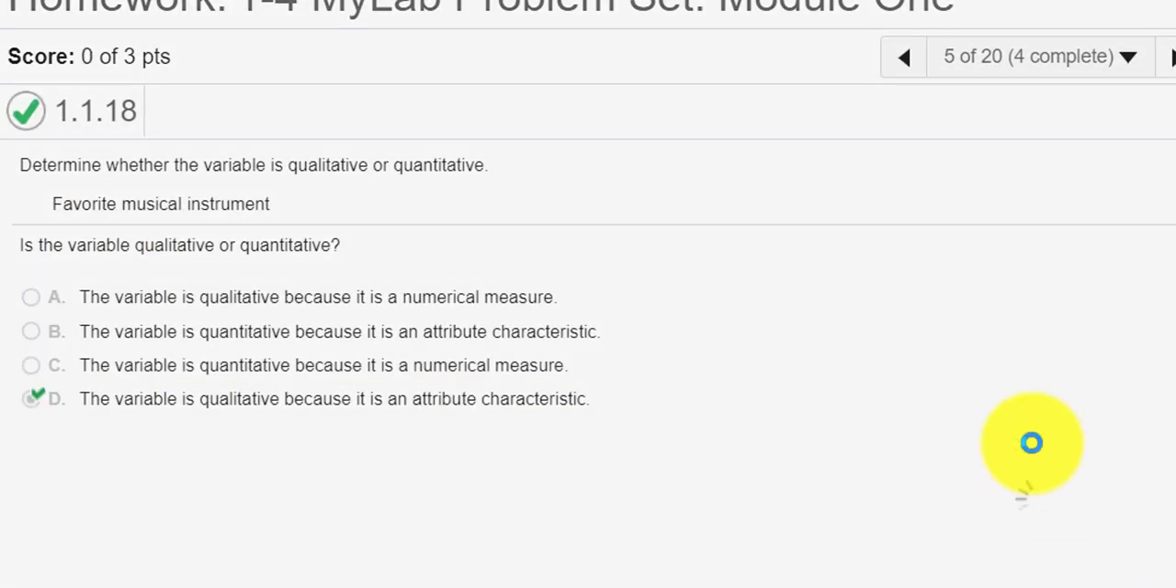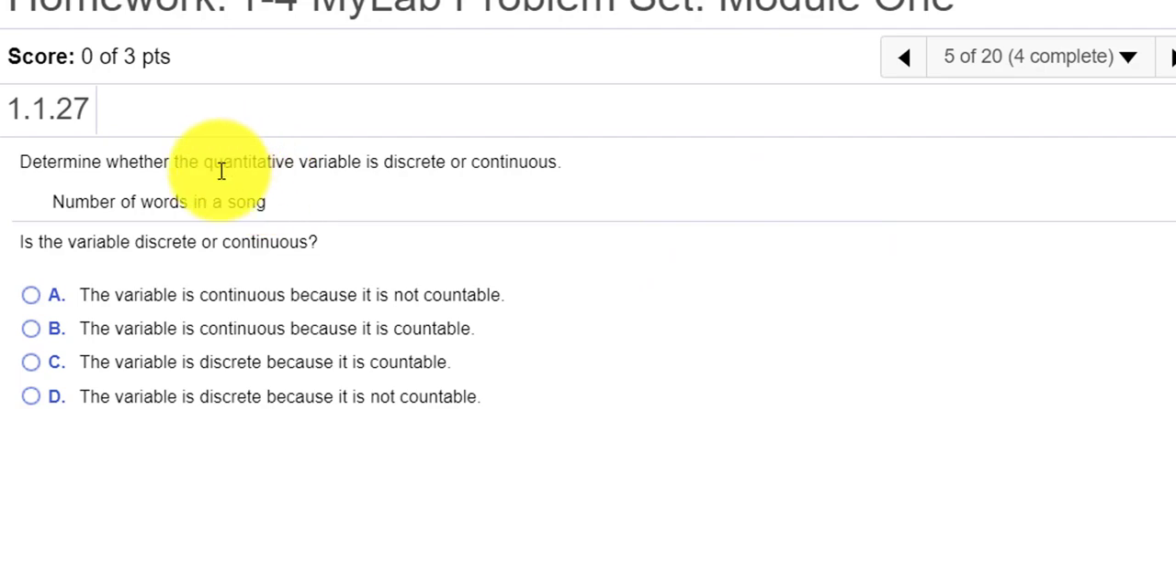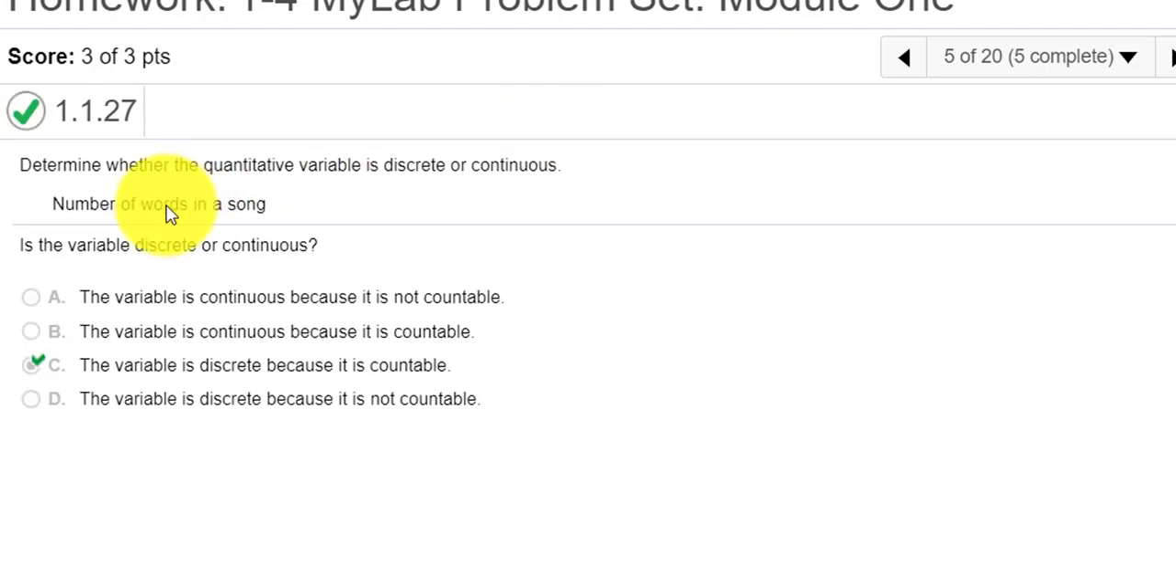Here we go. Number 5, determine whether the variable is discrete or continuous. Okay. So discrete is something we can count, right? 1, 2, 3, 4. Continuous is uncountable, right? There's infinite possibilities. So the number of words in a song is discrete, right? If you give me a song, I can count the number of words, okay?